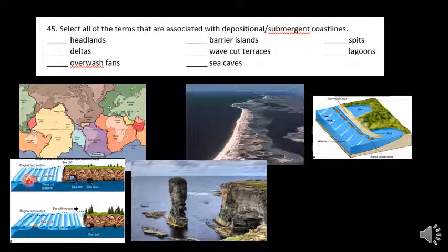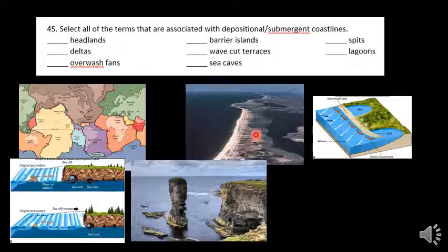We have sea stacks out here where the waves cut down the rock. Sometimes when the waves come in, they hit against the side of the headland. They form sea arches and sea caves. So we can get rid of the sea caves over here. What else do we have left? Deltas, overwash, barrier. Yeah, it looks like those two are going to be the ones we're not going to select.